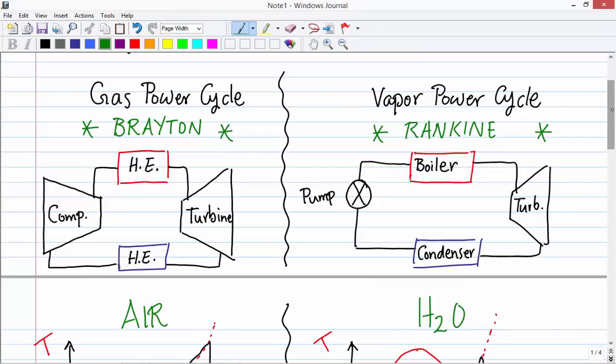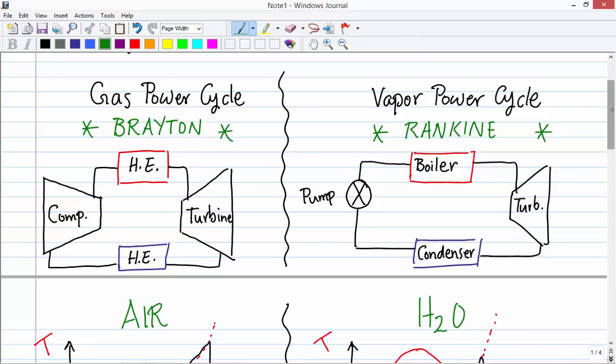There's a major difference between Brayton and Rankine, and that is how we compress the fluid. On the left side, the working fluid is air, so we need to use a compressor to compress it. But on the right side, we have something that can be in a liquid phase, so we use a pump to compress it. This is a major difference between these two cycles.